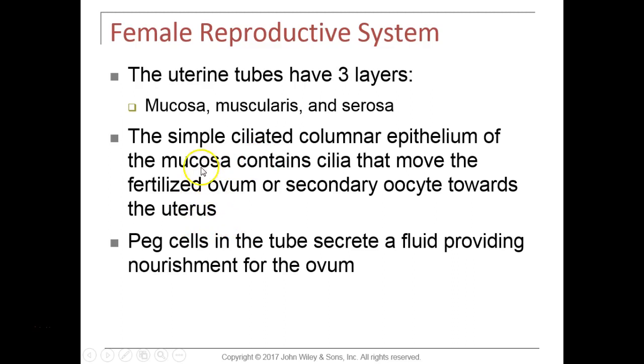Interspersed in that simple ciliated columnar epithelium are specialized cells called PEG cells, and the PEG cells secrete a fluid that provides nourishment for the ovum as it comes down the fallopian tube.